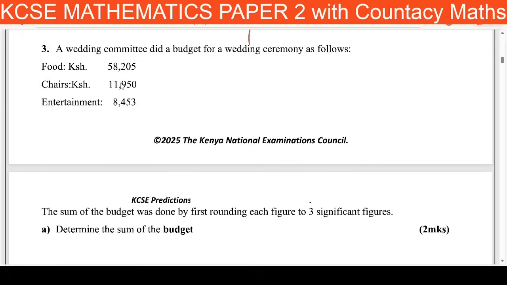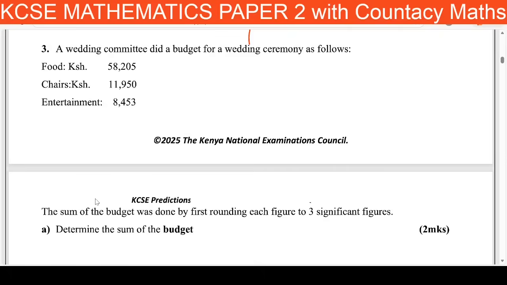Oh, these people started with food. Interesting. So food is shillings 58,205. Chairs is shillings 11,950. Entertainment 804.53. Oh, why add shillings 53 to entertainment? Wow. We never know their plans, but let's go ahead.